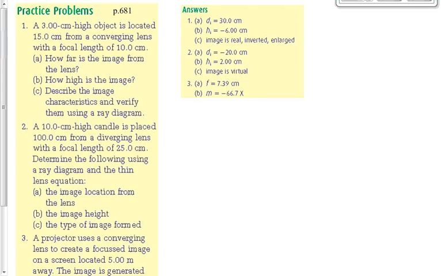Take a look at page 681, please. You only have 3 of these questions. With mirrors, we had 5 practice questions. I guess they figure you're getting better at these by now. See what you can do with those 3 questions over the next 10 minutes, please.